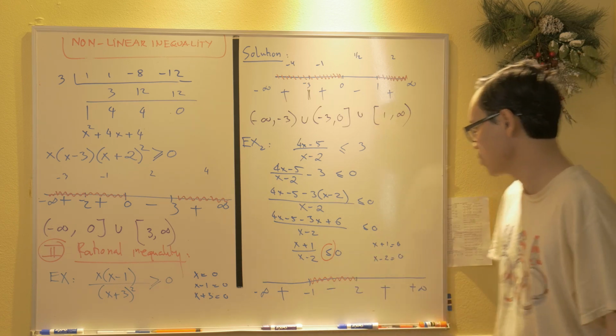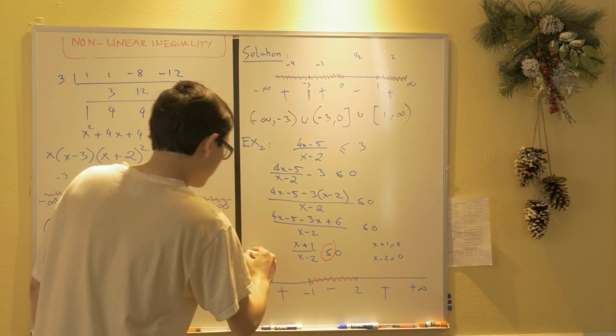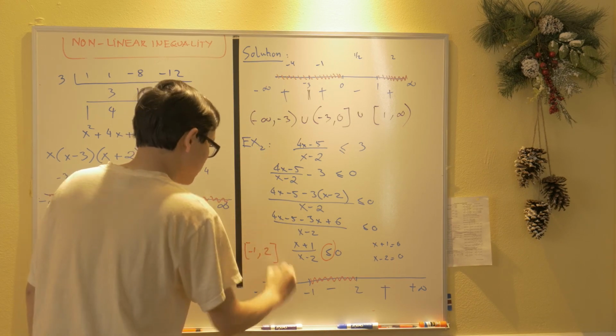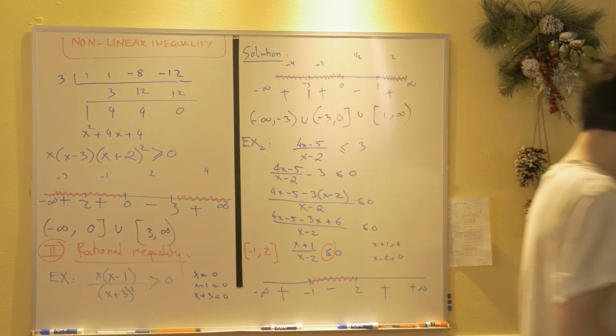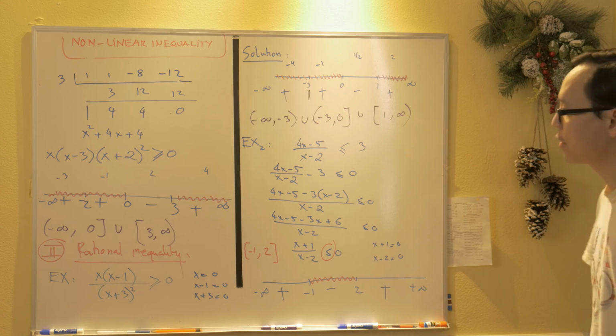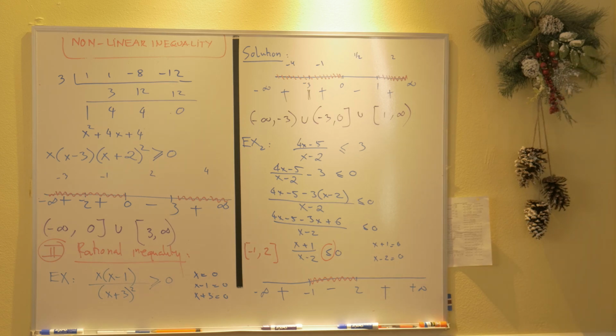So your final answer will be what? Your final answer will be bracket negative 1, 2, bracket. Alright, so that is the final solution for that rational inequality.